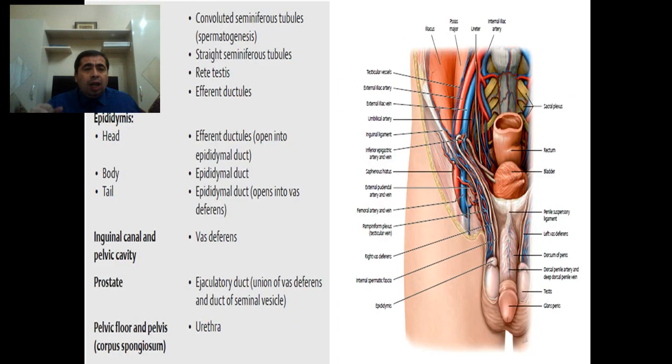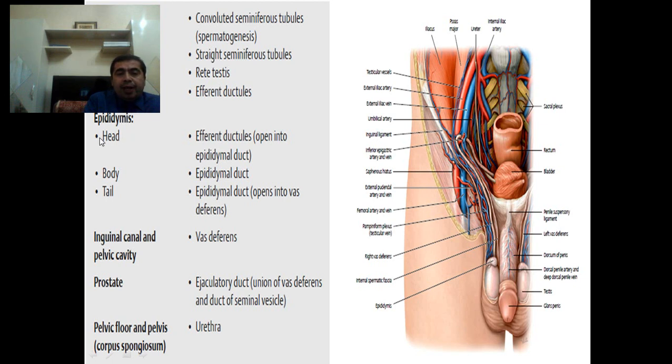And again, the testis is formed by the convoluted seminiferous tubules. They are important for spermatogenesis. Then straight seminiferous tubules, rete testis, efferent ductules. Efferent ductules are the derivative of the Wolffian body.